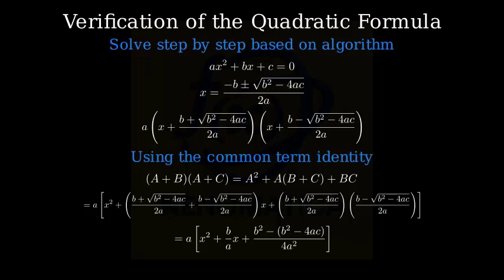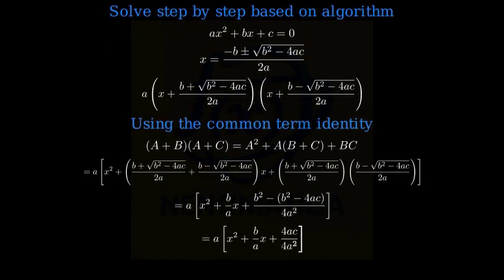Let's continue simplifying. When we multiply the numerators in the last term, we get b squared minus b times square root of b squared minus 4ac plus b times square root of b squared minus 4ac minus the square root of b squared minus 4ac squared, all over 4a squared. Notice that the middle terms cancel out, and the square root of b squared minus 4ac squared is just b squared minus 4ac. So we have b squared minus b squared minus 4ac over 4a squared, which simplifies to 4ac over 4a squared, or c over a.